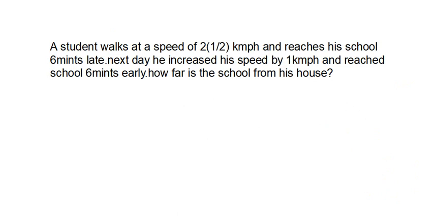First, a student walks at a speed of 2 1/2 kilometers. Half means what, children? 1 by 2 means 0.5. Instead of 1 by 2, can I write 0.5? Yes. So a student walks at a speed of 2.5 kilometers per hour and reaches his school 6 minutes late.